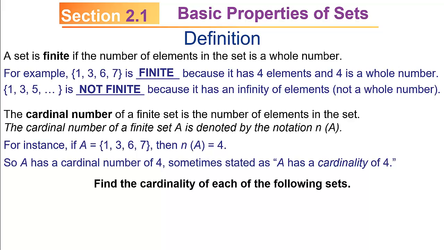Let's find the cardinality of each of these sets. J is a set containing 2 and 5. Well, that's easy enough. There are only 2 elements in that set, so the cardinality is 2. You could also write n of J is equal to 2.